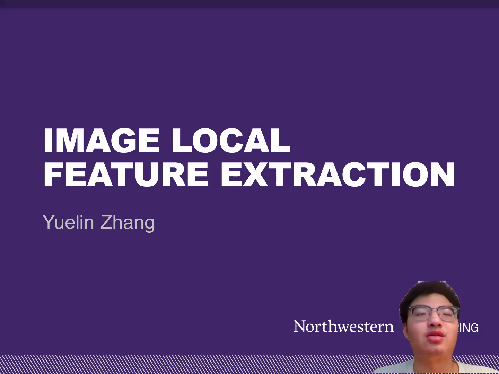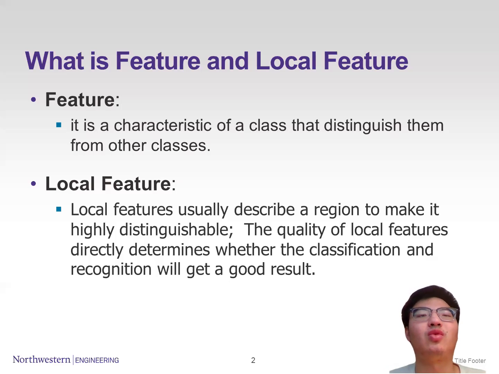Okay. Today I will introduce image local feature extraction. What is a feature and a local feature? A feature is a characteristic of a class that can distinguish it from other classes. This concept also applies to local features. Therefore, local features usually describe a region to make it highly distinguishable. The quality of local features directly determines whether classification and recognition have a good result.